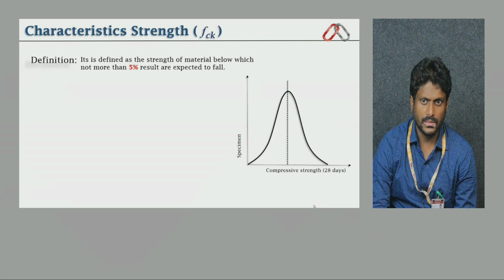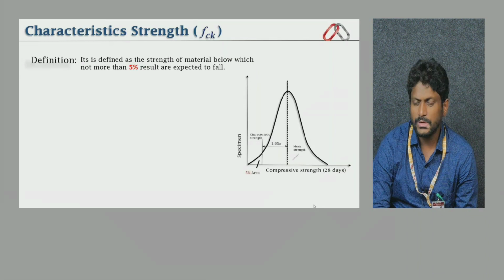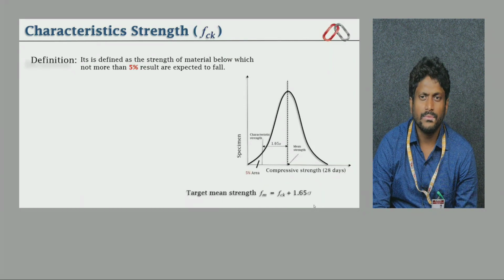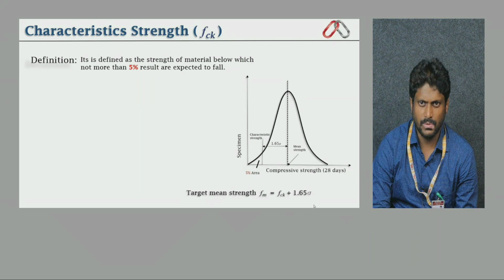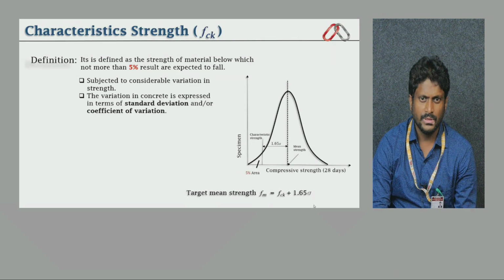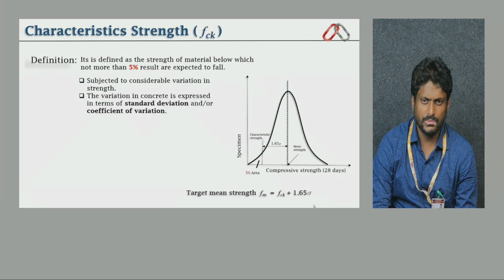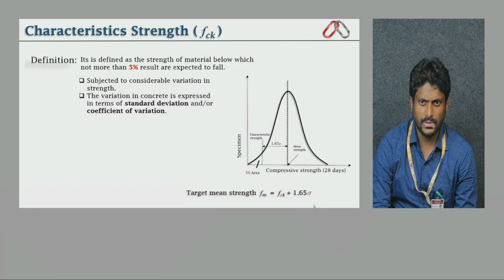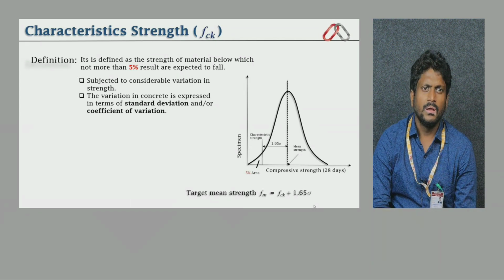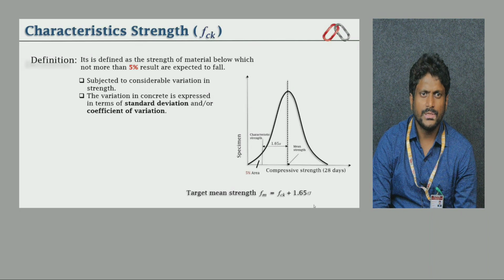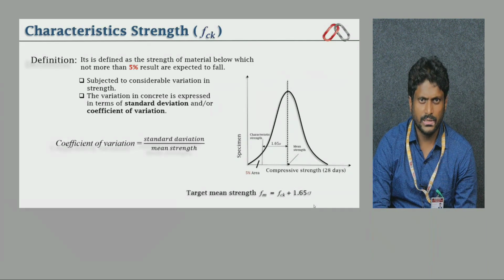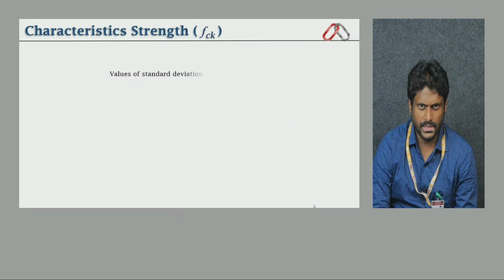So that is from the normal distribution, like the normal curve if you see. On one side the compressive strength is there for the 28 days strength of specimens, that is a 5% area you can see, and from the center point to where it is falling, that point is 1.65 sigma. So sigma indicates the standard deviation, and this is all about the target mean strength, which is given in the code book, that is fm equals fck plus 1.65 s, subjected to considerable variation in strength.